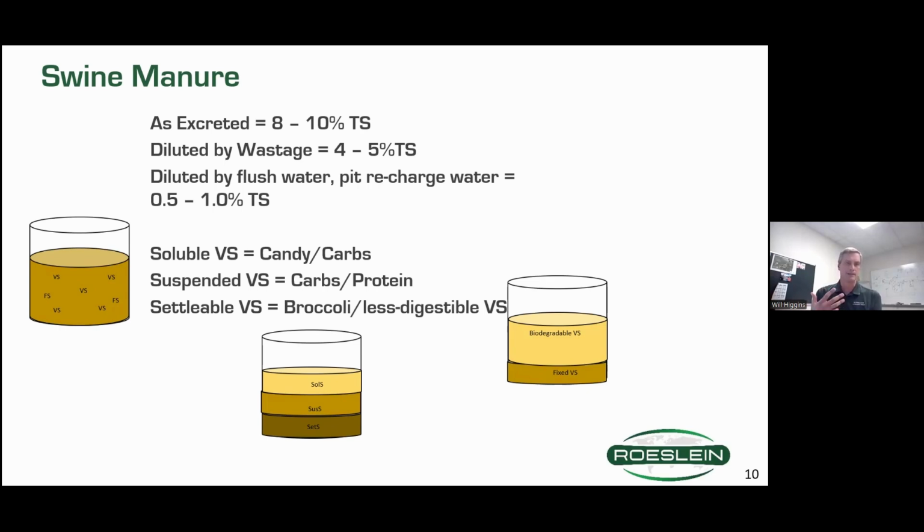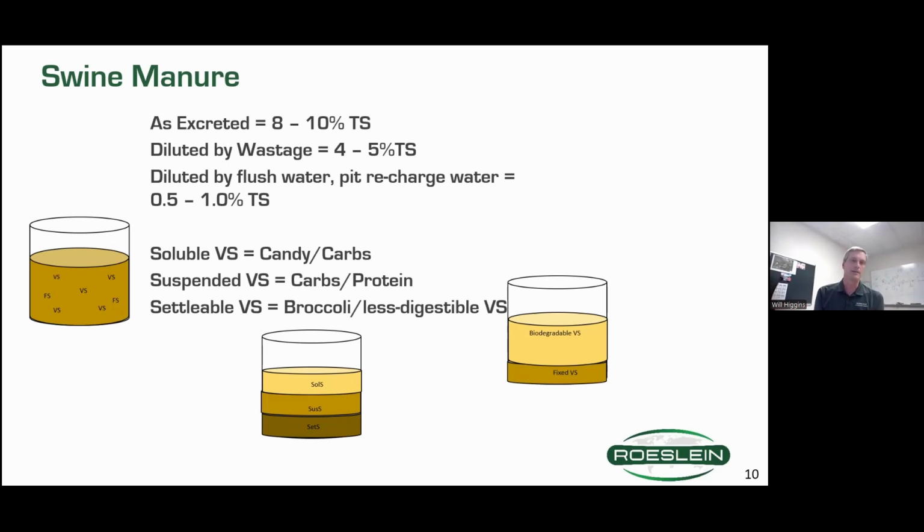And then if you have flush water or pit recharge water, that dilutes it even further because that water is coming from the lagoon or from a well that contains very little total solids, and you're diluting your manure down to that 0.5 to 1% total solids. So you have a very thin and dilute stream of waste coming out of your barns. And the total solids is typically made up of about 85% of what they call volatile solids, and the volatile solids are the organic material that could be digested. Not that all volatile solids are digestible, but there is a portion of them that are.